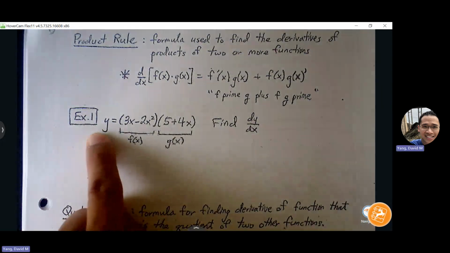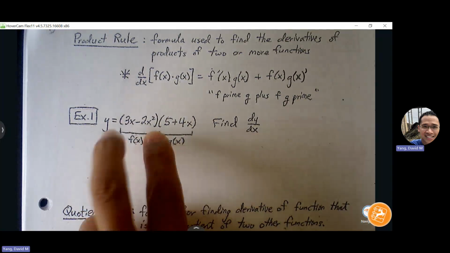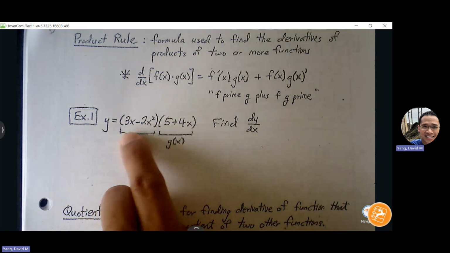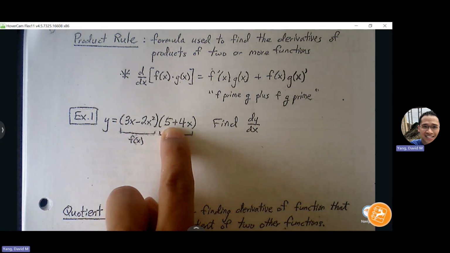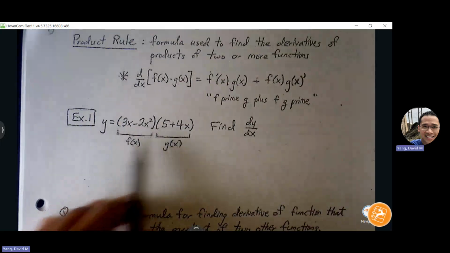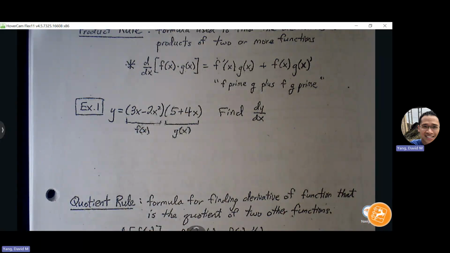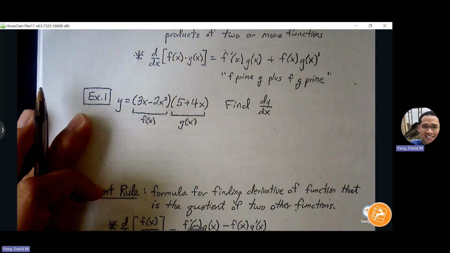Y equals 3x minus 2x squared times 5 plus 4x. Now, this is one of those problems where if you wanted to, you could FOIL all this out, right? Expand all this out and just rely on power rule. But we're going to practice with product rule because there are times when we're kind of stuck in this spot where we don't have enough rules or method to be able to expand. So if we can't expand, we're kind of forced into product rule. But here we could expand, but we're going to just practice going through product rule.